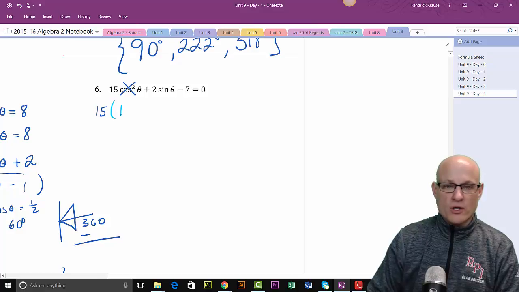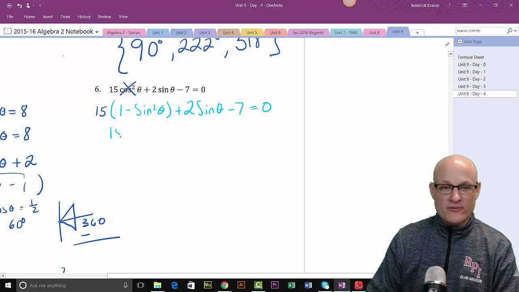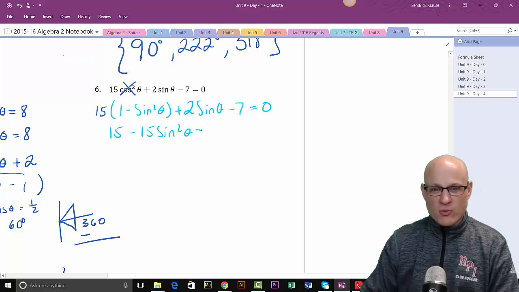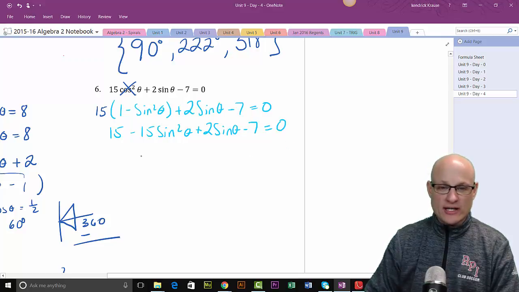15 times 1 minus sine squared theta plus 2 sine theta minus 7 equals 0. Distribute, I get 15 minus 15 sine squared theta. Remember when I told you a long time ago you should be a good factor? This is why. You don't want to get bogged down in all the factoring that's got to go on here in order to solve this equation. The squared's negative, so we're going to move it over. So I get 0 equals 15 sine squared theta minus 2 sine theta. Let's see, that's plus 8, so minus 8.